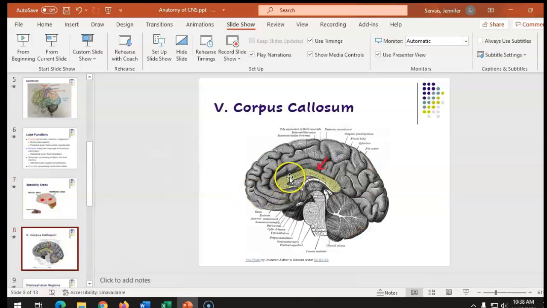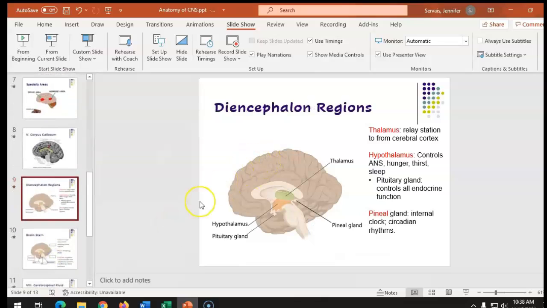The corpus callosum then is this middle, very dense white structure, and it's going to be the communication structure between the left and right halves of the cerebrum. Moving down to the diencephalon region, the diencephalon is going to include the thalamus, which is located right up in here, the hypothalamus, which is directly below that, and then the epithalamus, which includes the pineal gland right in the back.